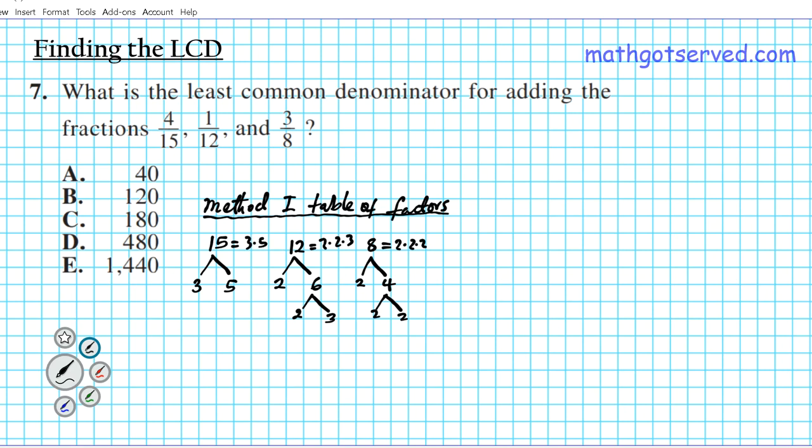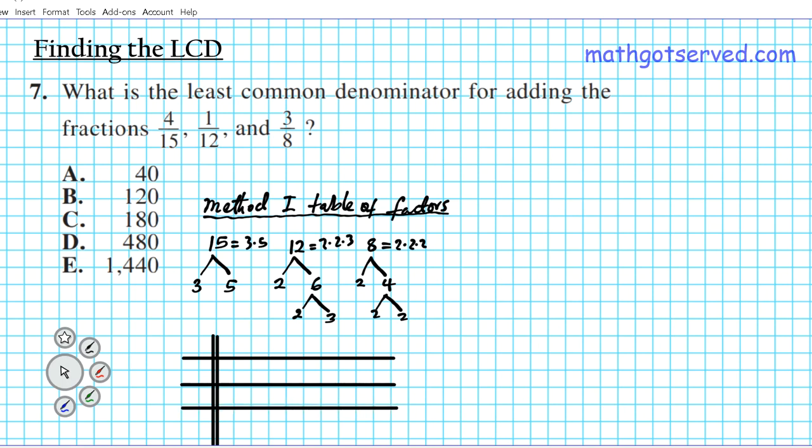So now we're going to make a table where we're going to organize our prime factors. But there's a specific rule that we're going to implement when filling our tables, okay? The rule is as follows. You can only place identical factors in the same column, okay? That's how you determine what the LCD is. You can also use the table method to determine what the GCF is also, okay?